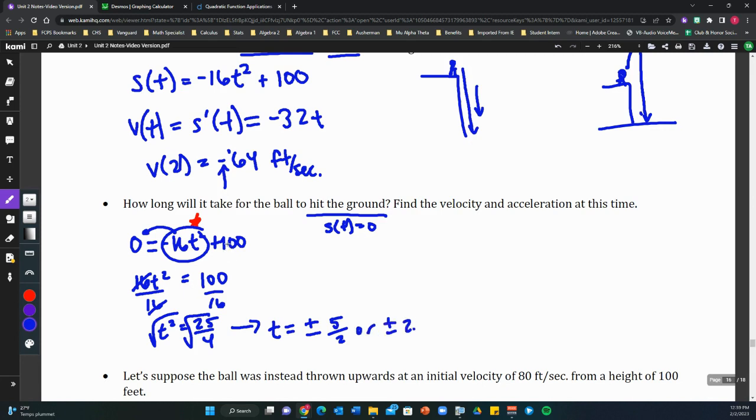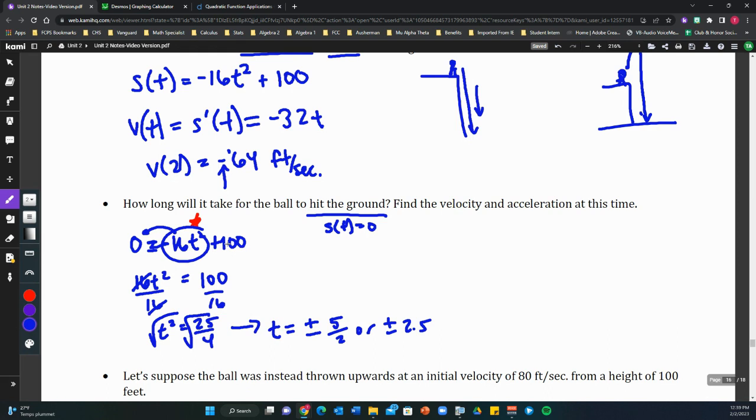or plus or minus 2.5. But we don't care about negative times. A negative time would mean 2.5 seconds before I dropped the billiard ball. Well, presumably 2.5 seconds before I dropped it, the ball was still in my hand. And I don't care about the motion of the object before it is released.